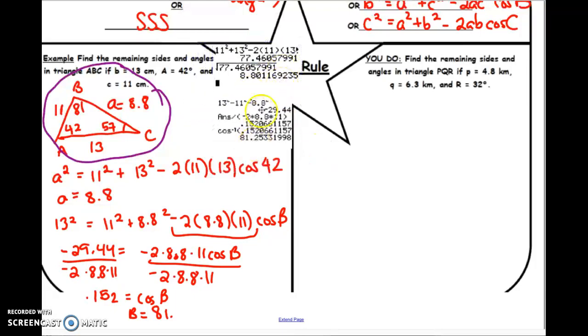All right, so let's look at another example. So over here, find the remaining sides if we have the following information for triangle PQR. So we'll go ahead and draw the triangle. If you try to do these without drawing your triangle out, you're going to drive yourself crazy. So please, please, please just draw the triangle.